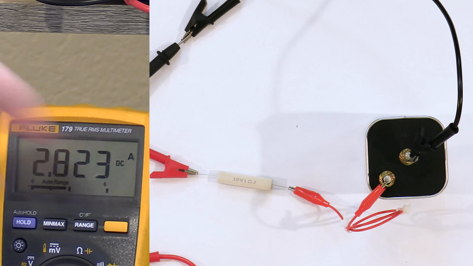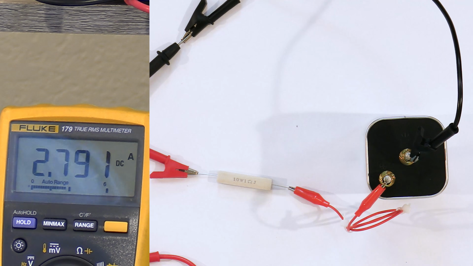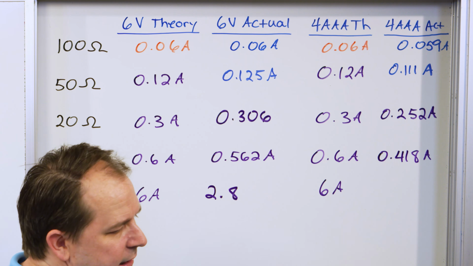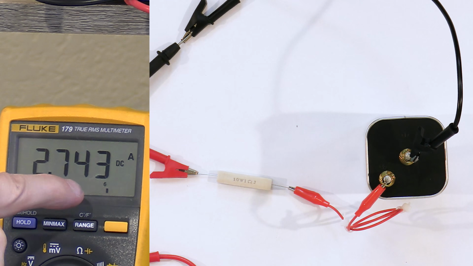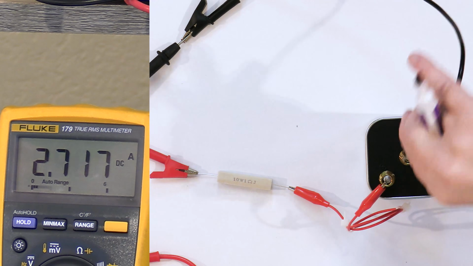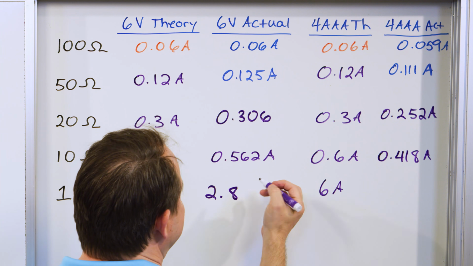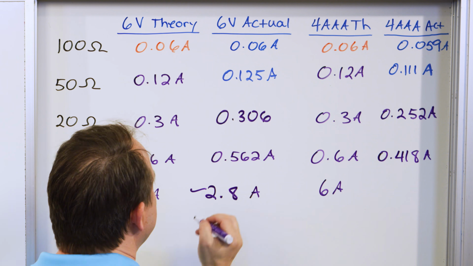So here we have 2.8 amps, right? 2.8 amps. So I'll write it down. 2.8. Notice it's going down, down, down, because it's draining the battery. I didn't see the exact numbers, so I'm going to call it 2.8 amps, roughly speaking.